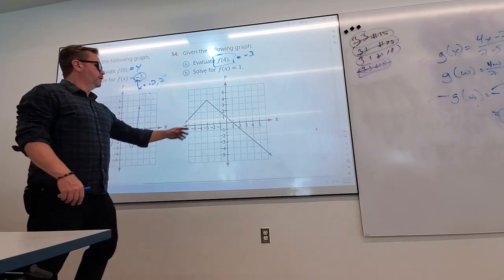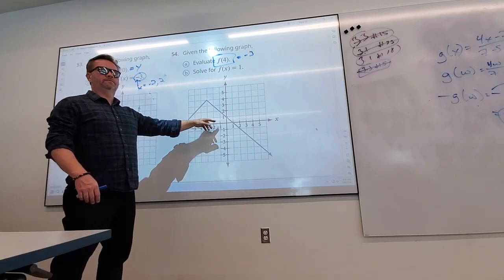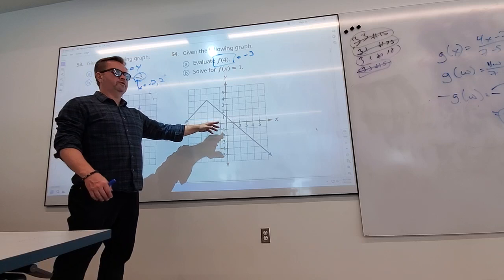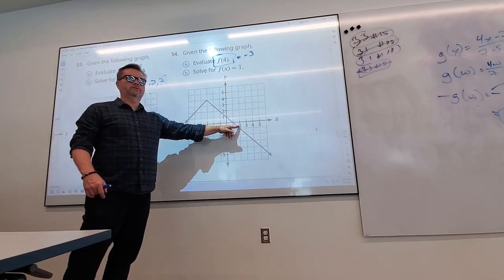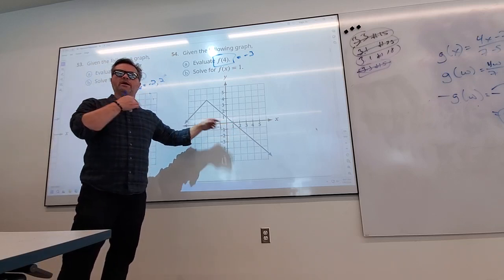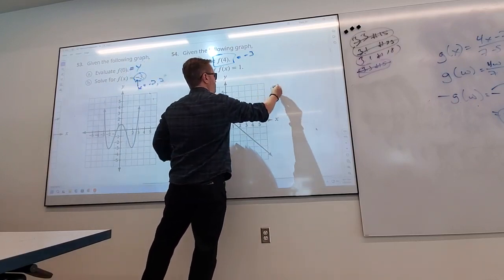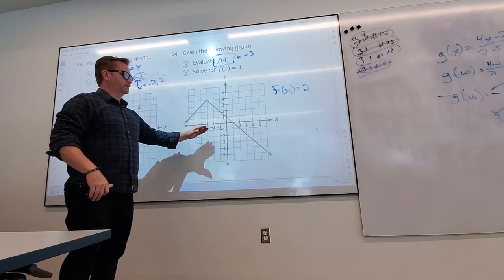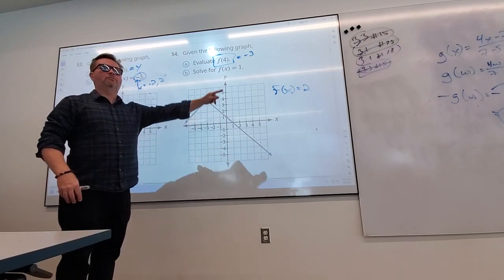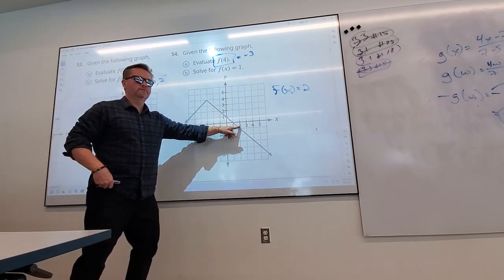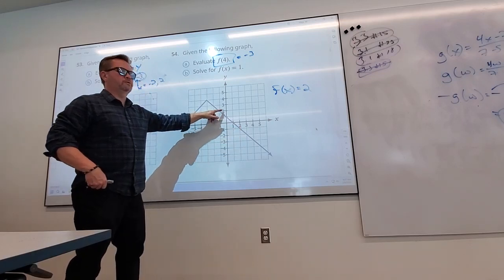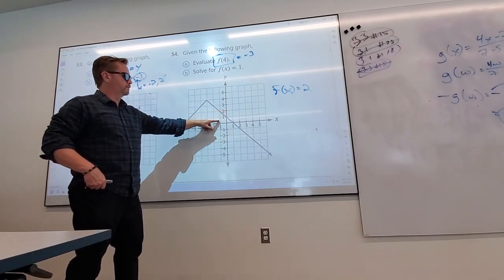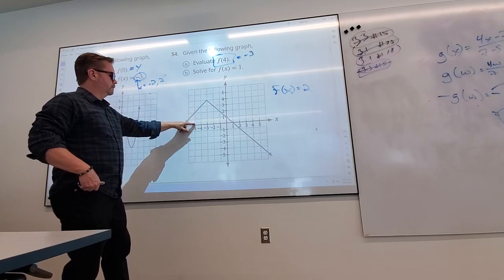Just go, what makes the output 2? Where am I going to look for 2? Am I going to look here? Based on what I just said, what makes the output 2? Where am I going to find 2? What axis? Output is 2. So where am I looking here? I'm looking at the y, the output. So what input makes the output 2? Negative 1, and negative 5.